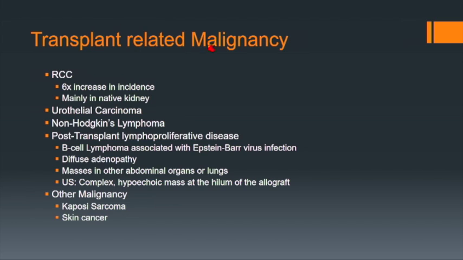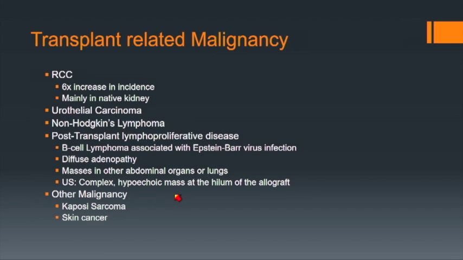I'm just going to briefly mention transplant-related malignancy. It's all in your handout here, but patients who have transplants have a much higher incidence of RCC, 6 times higher. It's mainly in the native kidney. They can also get transitional cell carcinomas and non-Hodgkin's and post-transplant lymphoproliferative disease, which is a B-cell lymphoma associated with the Epstein-Barr virus. This usually occurs outside the transplant.